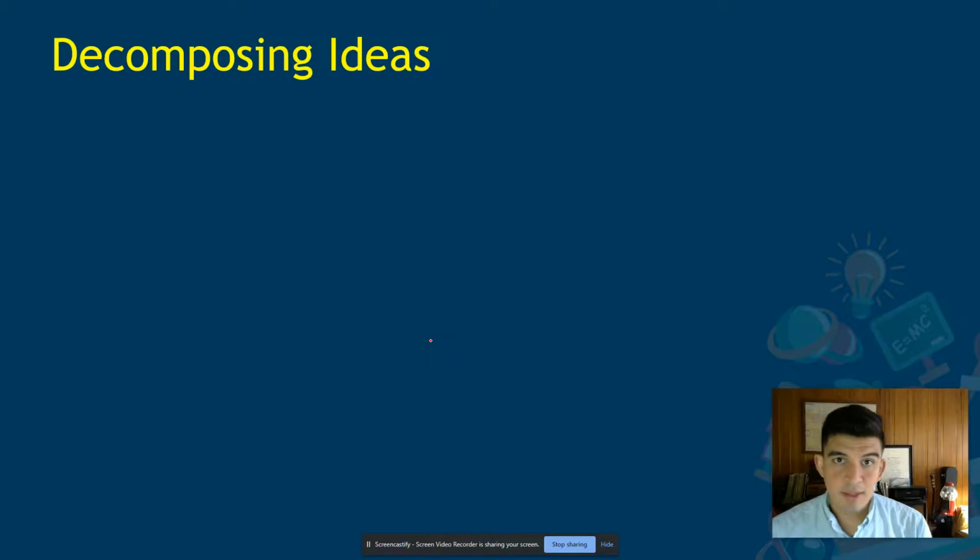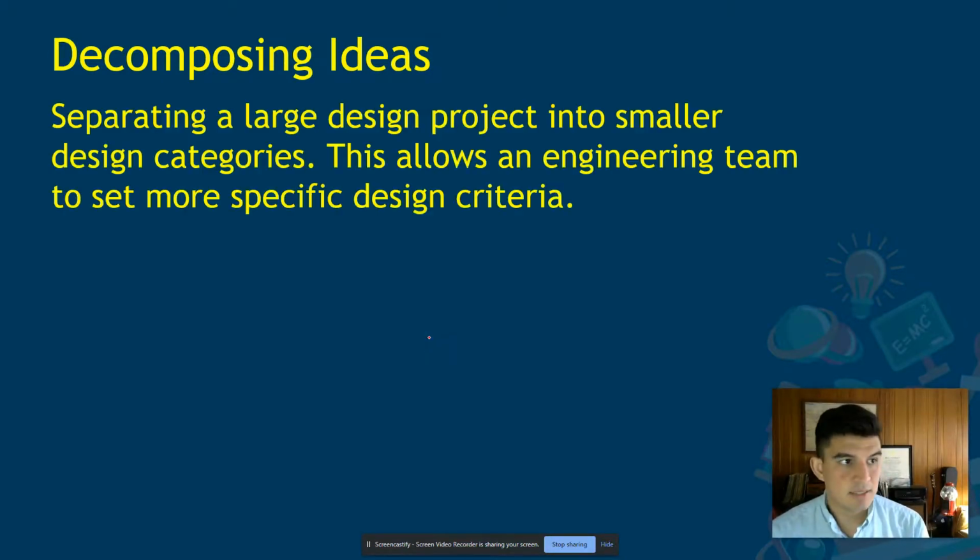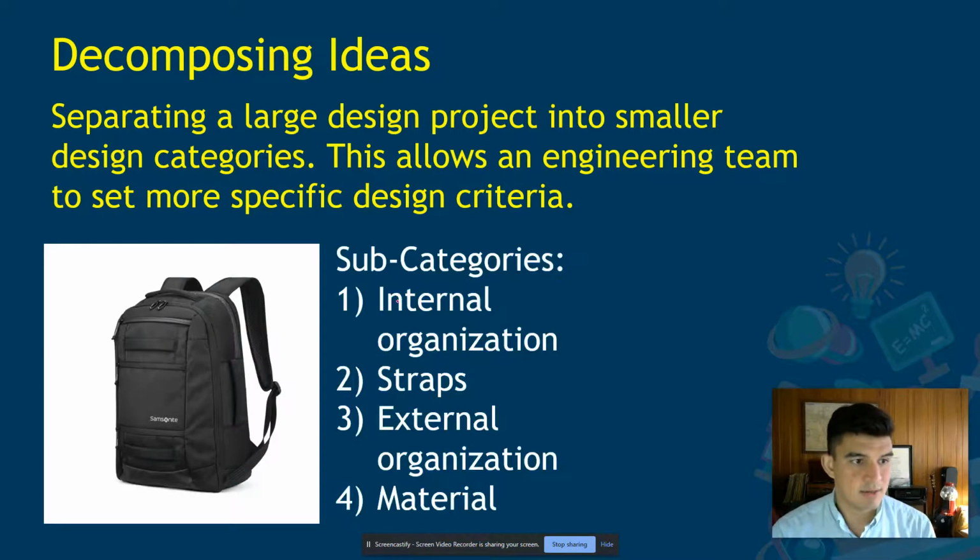One other way that engineering teams can come up with design criteria is by decomposing their ideas. Decomposing ideas is separating a large design project into smaller design categories, which allow the engineering team to set more specific design criteria. Some subcategories for our backpack could be internal organization, the straps, external organization, or the material.